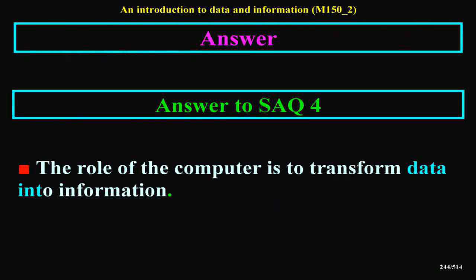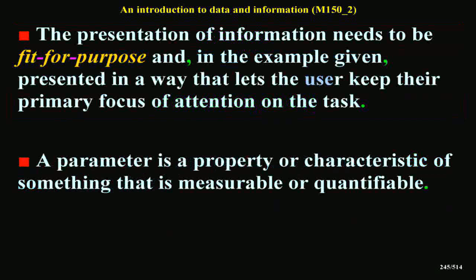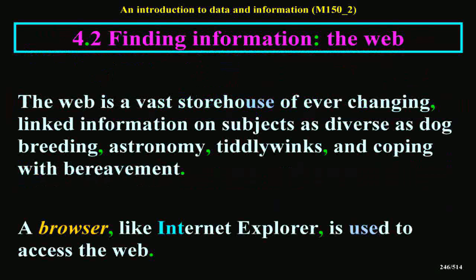The role of a computer is to transform data into information. The presentation of information needs to be fit for purpose and, in the example given, presented in a way that lets the user keep their primary focus of attention on the task. A parameter is a property or characteristic of something that is measurable or quantifiable.